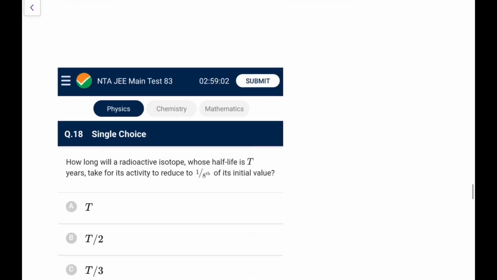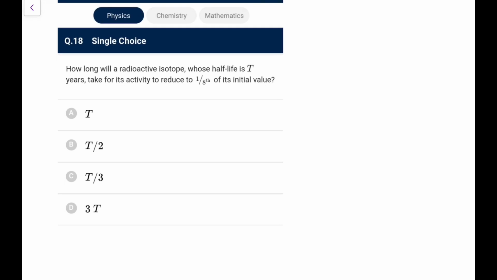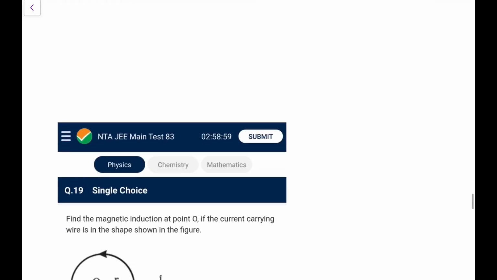Next, how long will a radioactive isotope whose half-life is T take for its activity to reduce to 1/8? Activity becomes 1/8, that means number becomes 1/8, that is 3T. That is the easiest one, you can directly go.